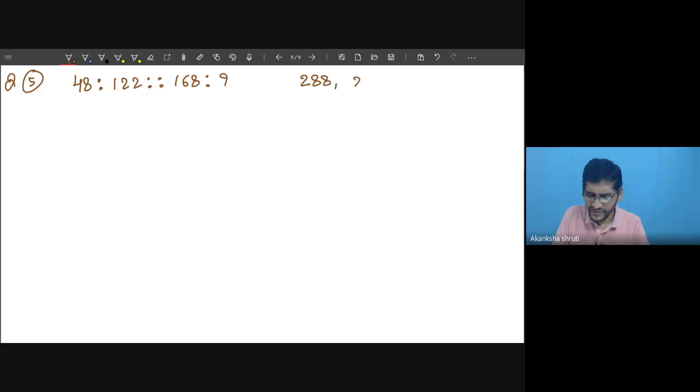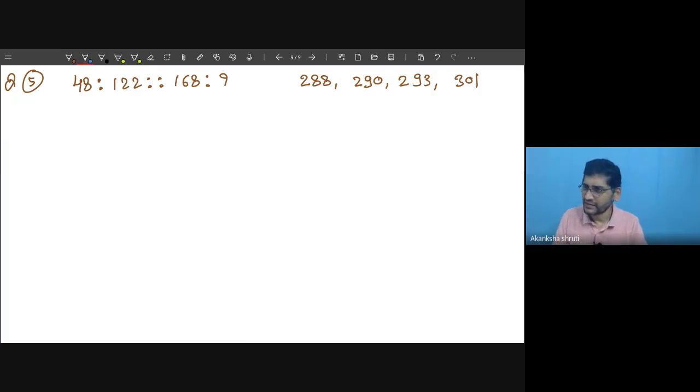Let us consider 48 is to 122. Again, very simple one. 168 is to what will be the next one? The options are given as 288, 290, 293, and 301.